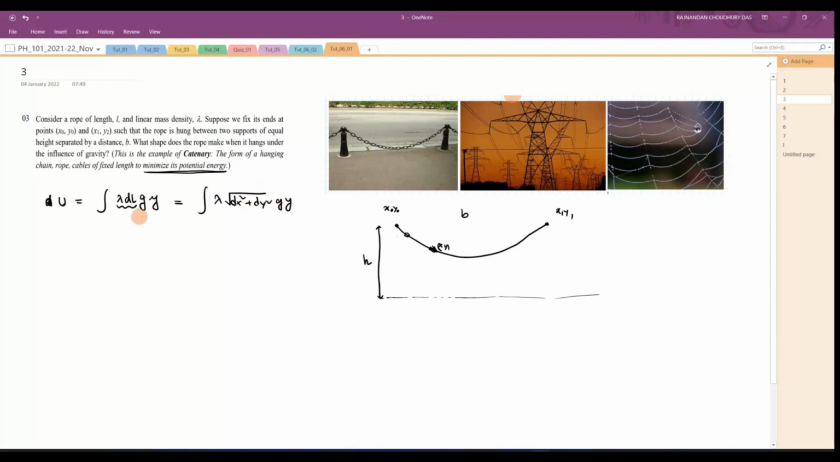Okay. So now your length element, the similar length element in the xy coordinate system, will be root over dx square plus dy square, again times g times y. Now you have to minimize this energy. So you simplify your equation, this integral again. You write lambda g y root of 1 plus y prime square dx. Again same thing we are doing. Nothing new we are doing.